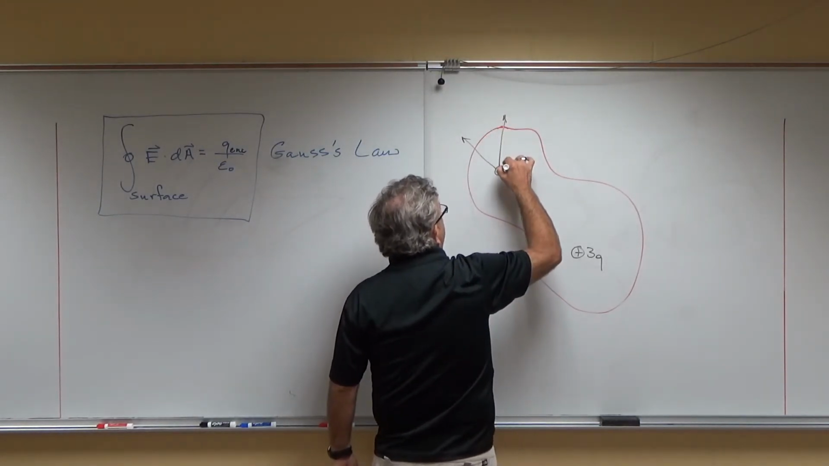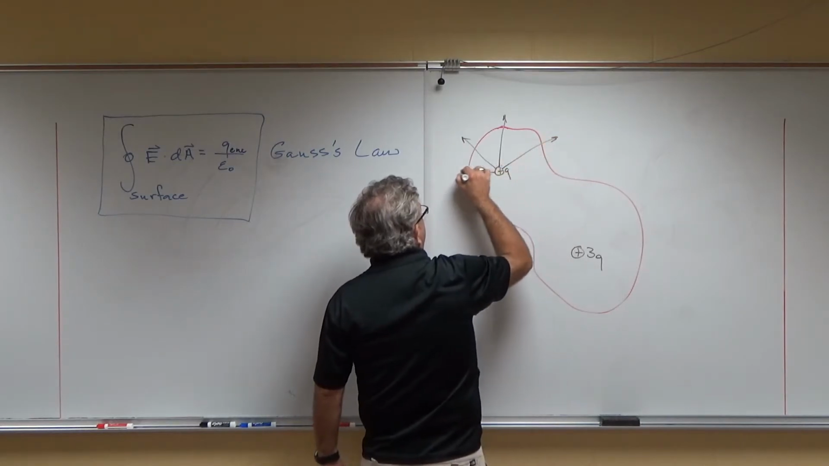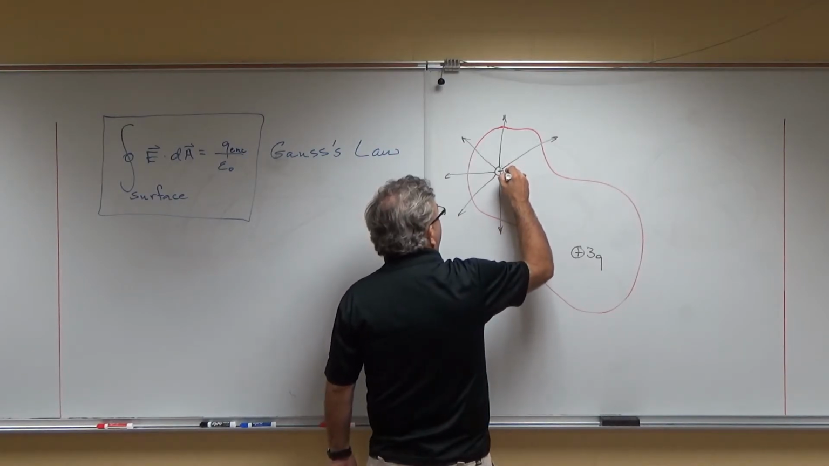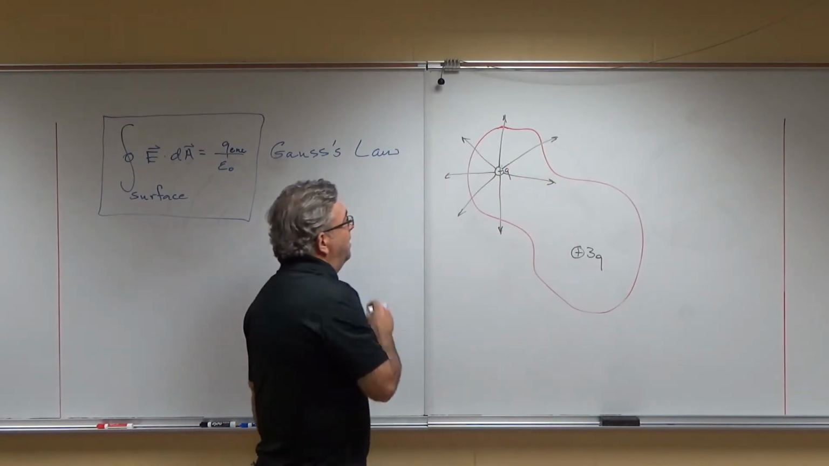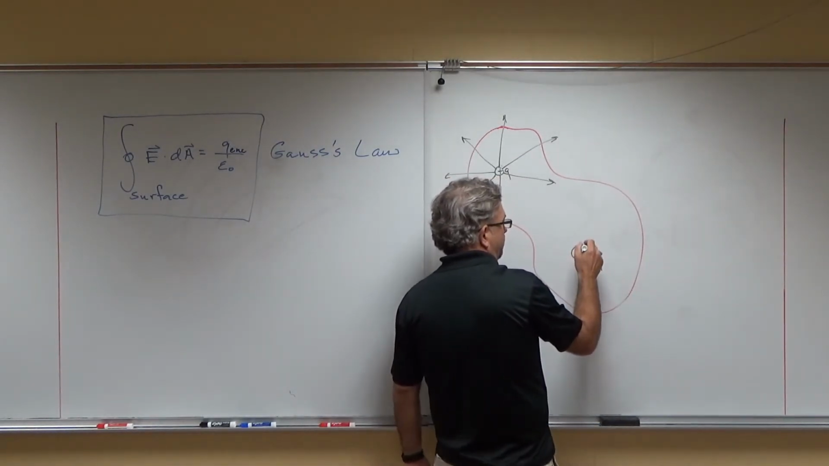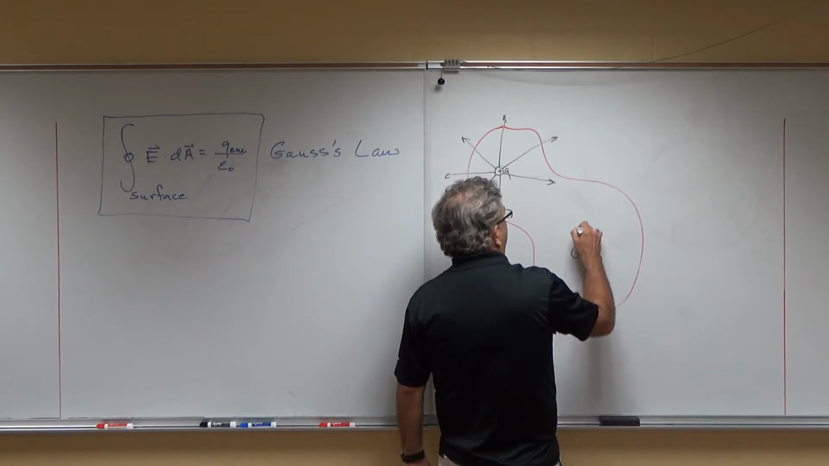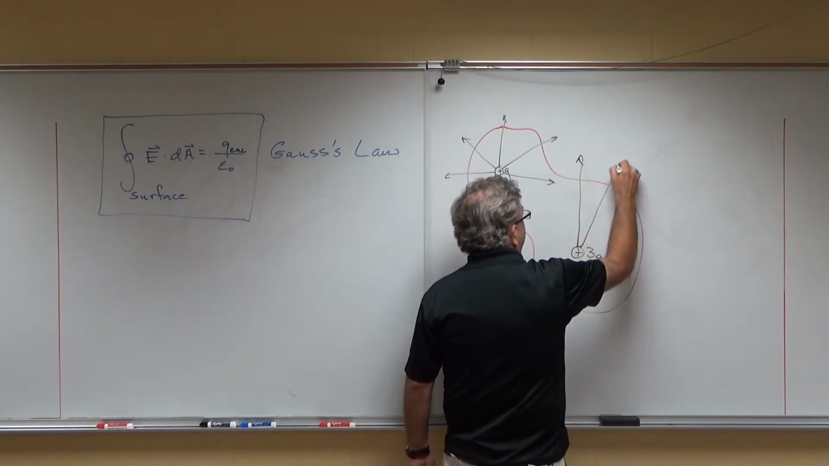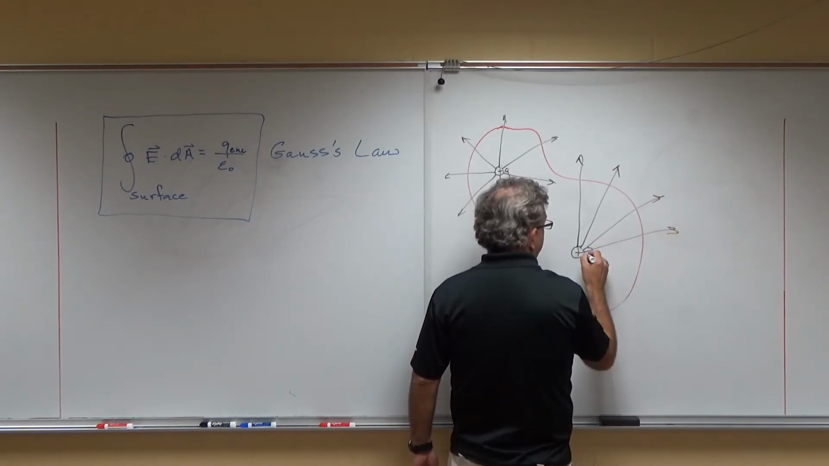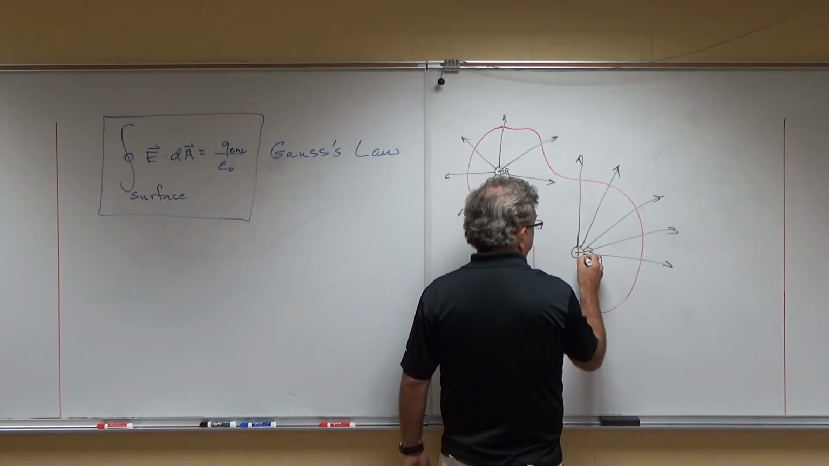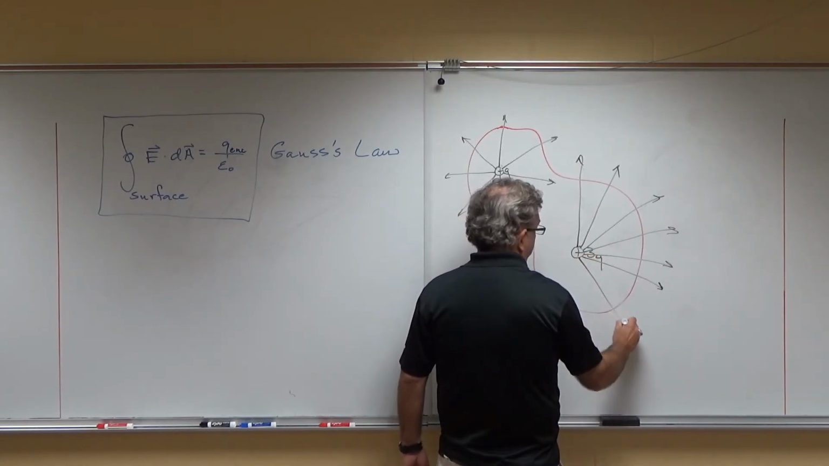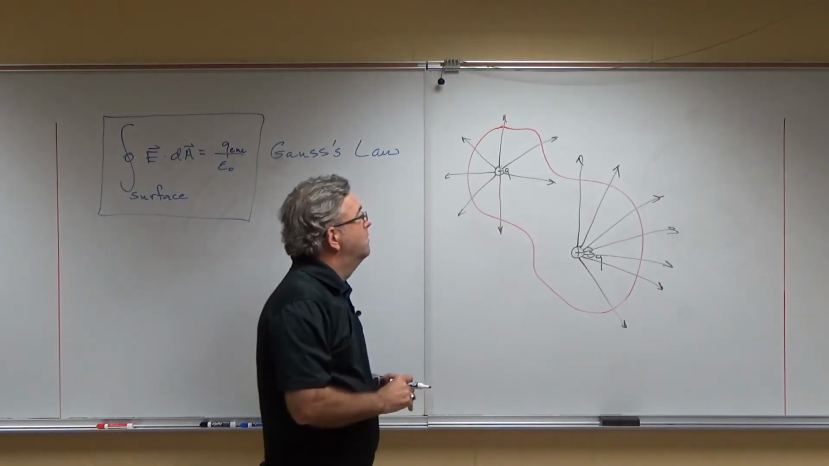It's nice and uniform everywhere over here, coming out of the charge. It's got that nice spherical symmetry. Over here the charge is 3 times larger, so it's a lot denser. I'll draw some more lines, it's got a real intense electric field coming out. You get the idea.